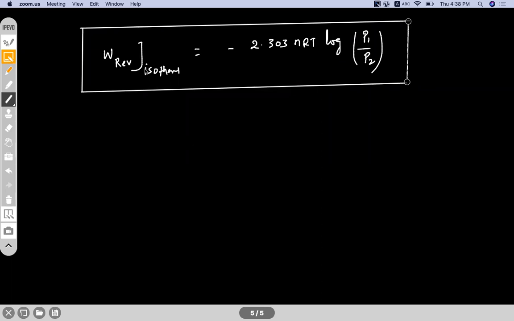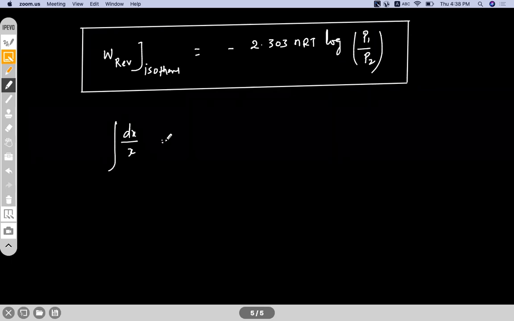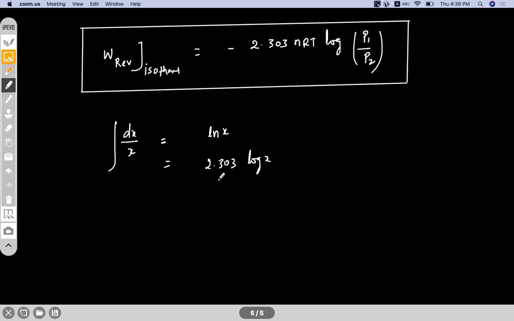Okay. Now, why is 2.303 coming over here? Because this is the basic information. If you have dx by x and you integrate, you get ln x. Dx by x is ln x. If you want to convert ln into log, it is 2.303 log x. So it is basically an ln to log conversion.